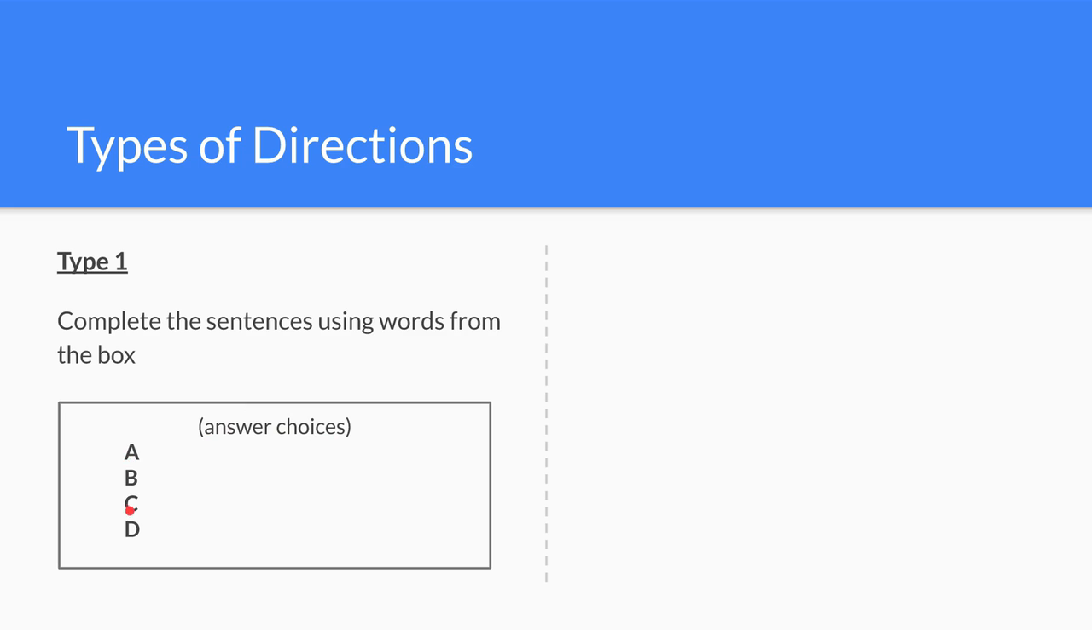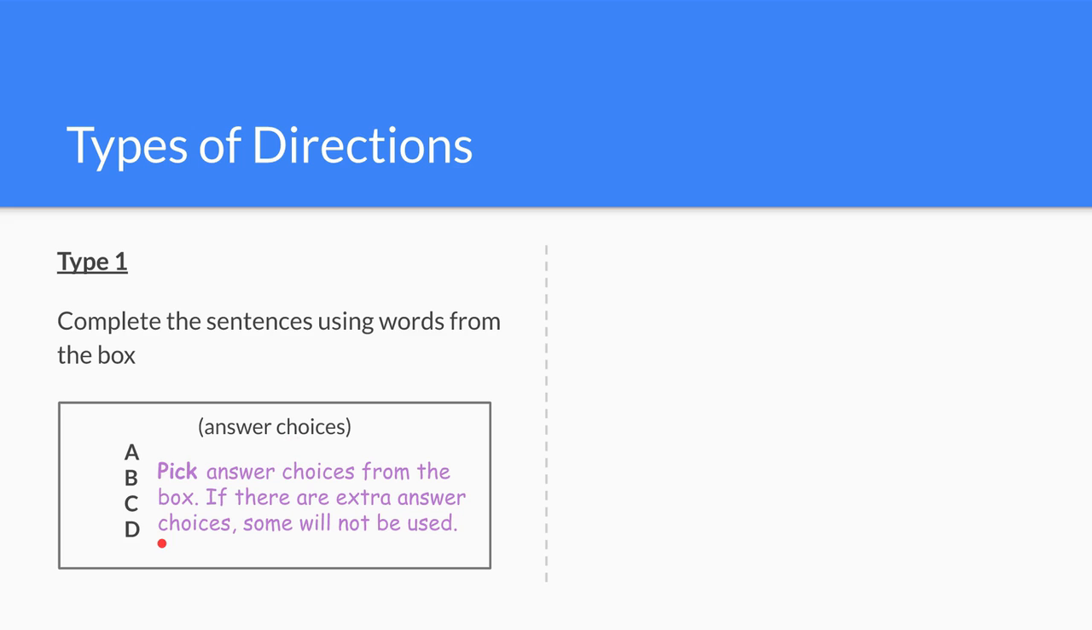You will have A, B, C, D, different options, and you simply have to match the correct answer choice for the given blank. So what you'll have to do is you have to pick an answer choice from this box, and you have to choose the correct answer choice for the given blank that you're trying to answer.